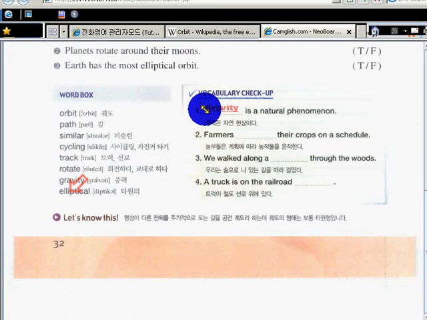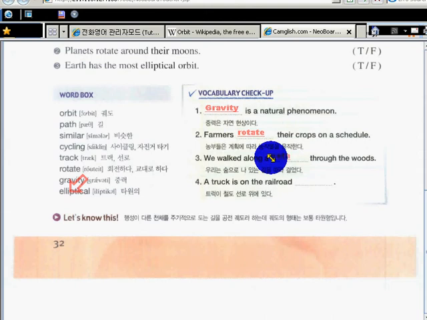Number 2. Farmers blank their crops on a schedule. What's the missing word? Okay, it's rotate. Number 3. We walked along a blank through the woods. Alright, it's path.